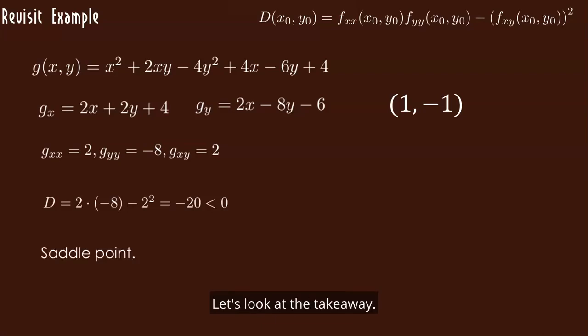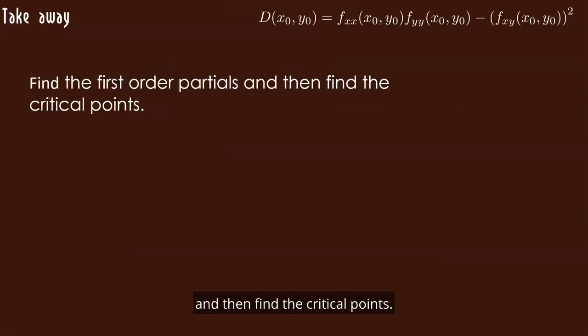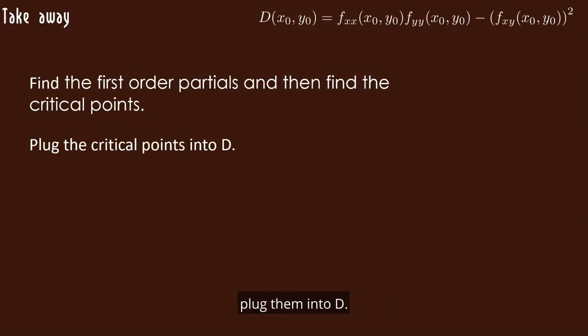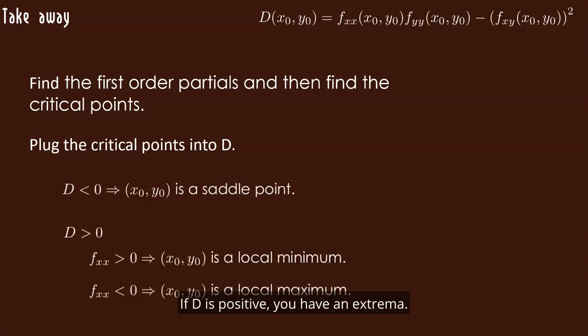Let's look at the takeaway. What do you need to know from this? You do not need to remember all that stuff I went through about why this trick is true. What you need to remember is finding the critical points and how to determine if they're relative maxes, relative mins, or saddle points. First thing you do is find all the first order partials and then find the critical points. Once you find the critical points, plug them into D. Once you plug them into D, if D is negative, you have a saddle point. If D is positive, you have an extrema. And f sub xx will tell you if it's a local maximum or minimum. This is the part you want to remember and the part we'll use.